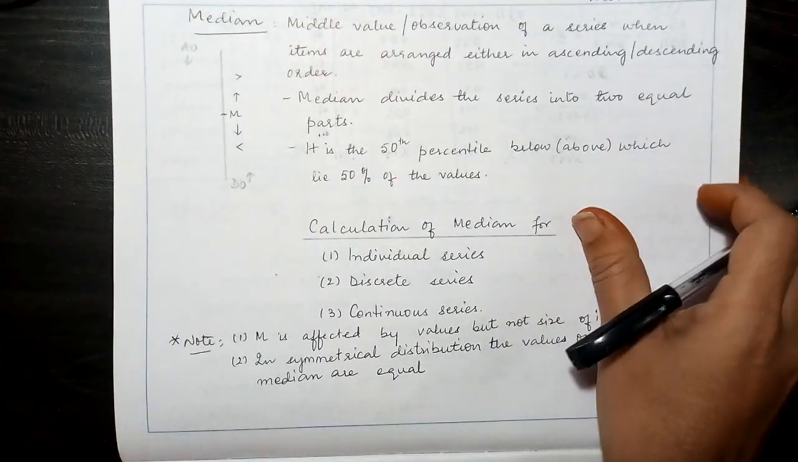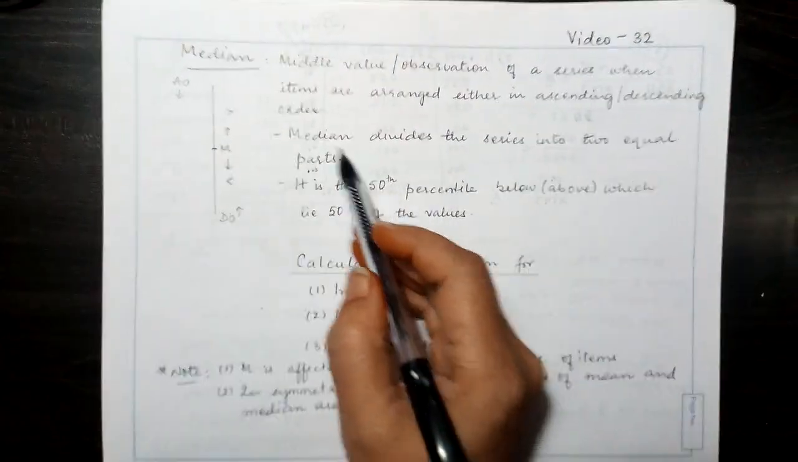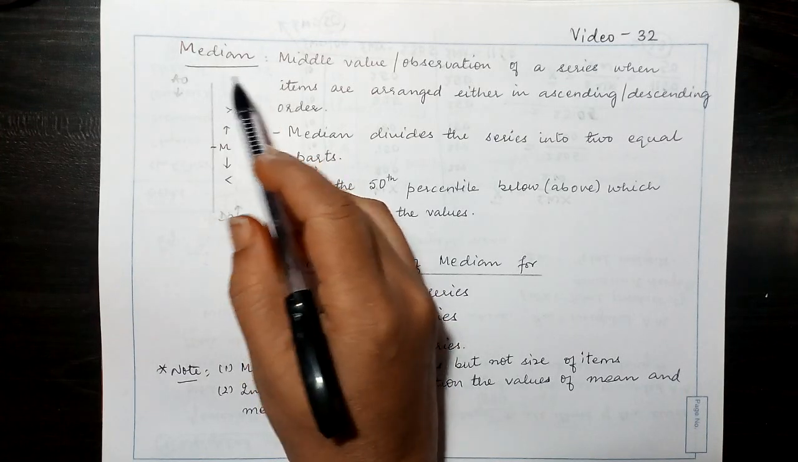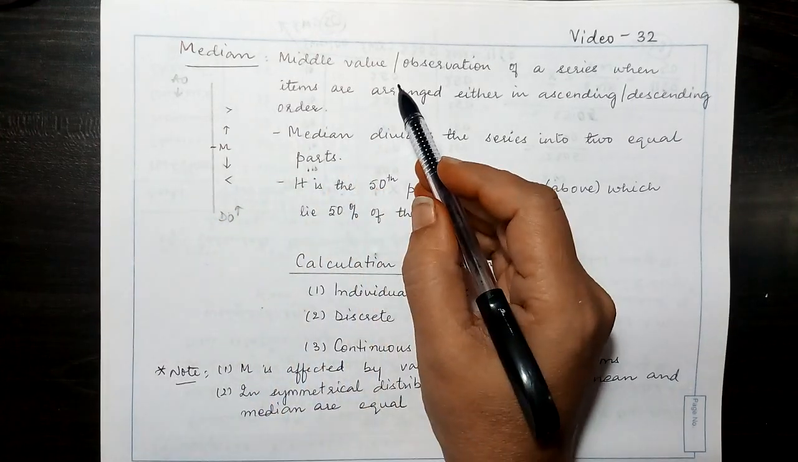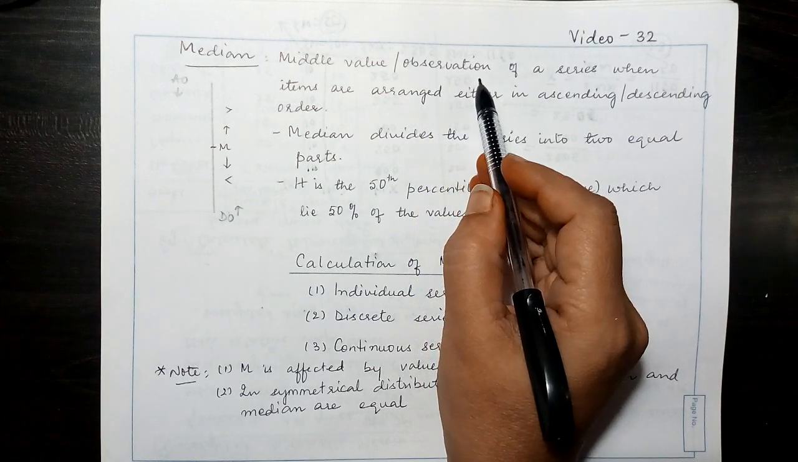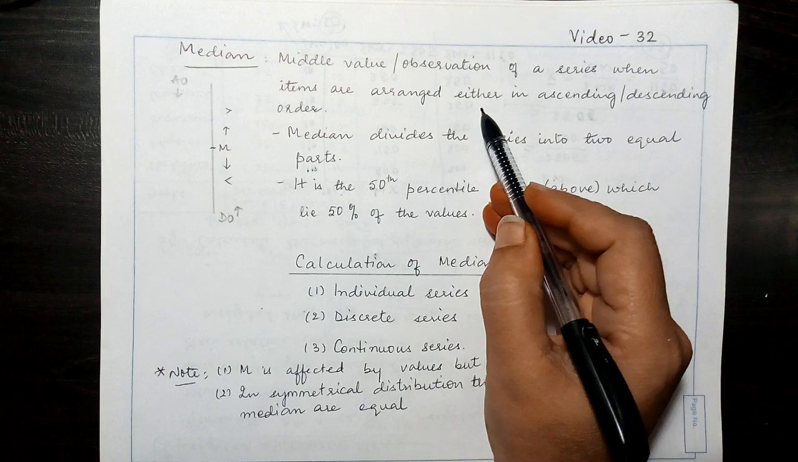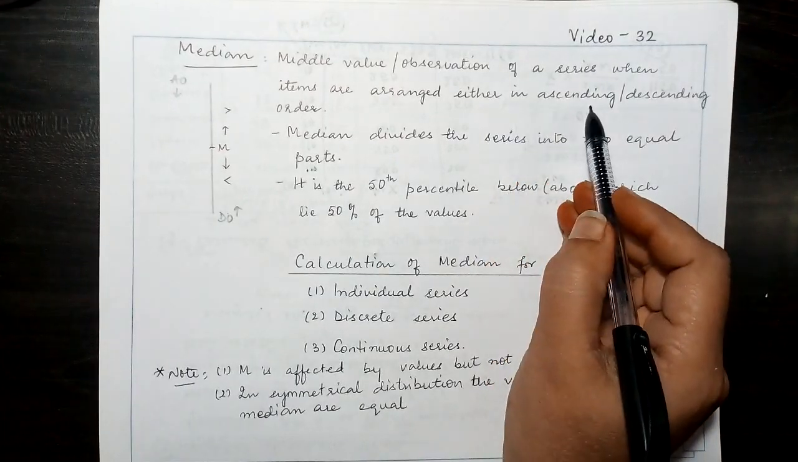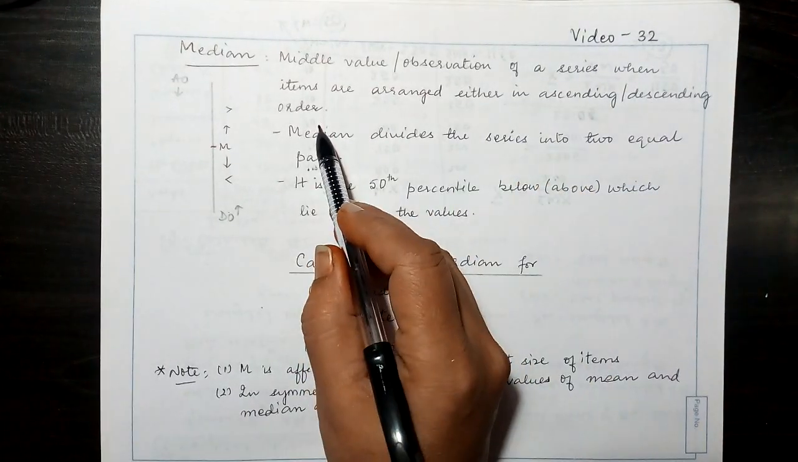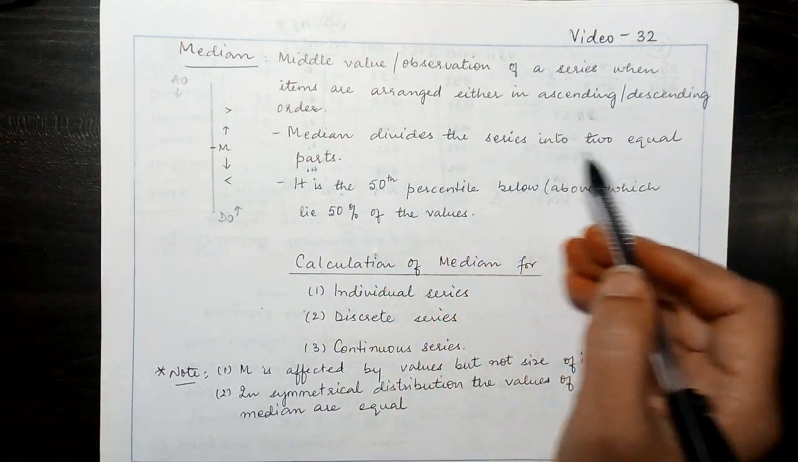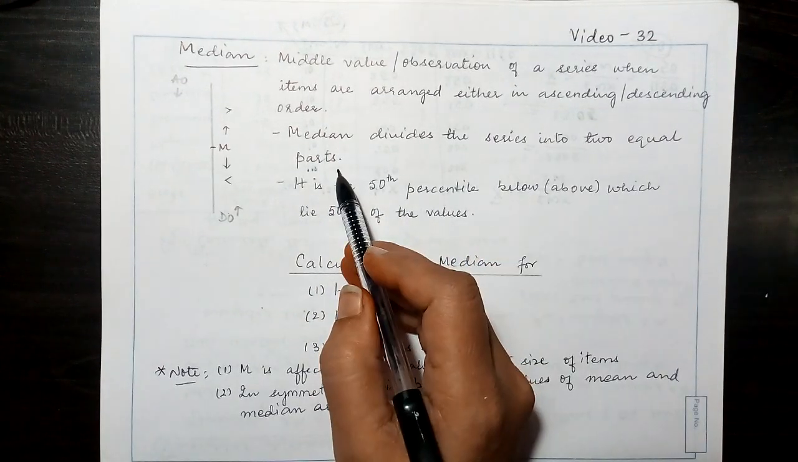In this video number 32, we will discuss how to calculate median. What is a median? It is the middlemost value or observation of a series when the items are arranged either in ascending order or in descending order. The median divides the series into two equal parts.